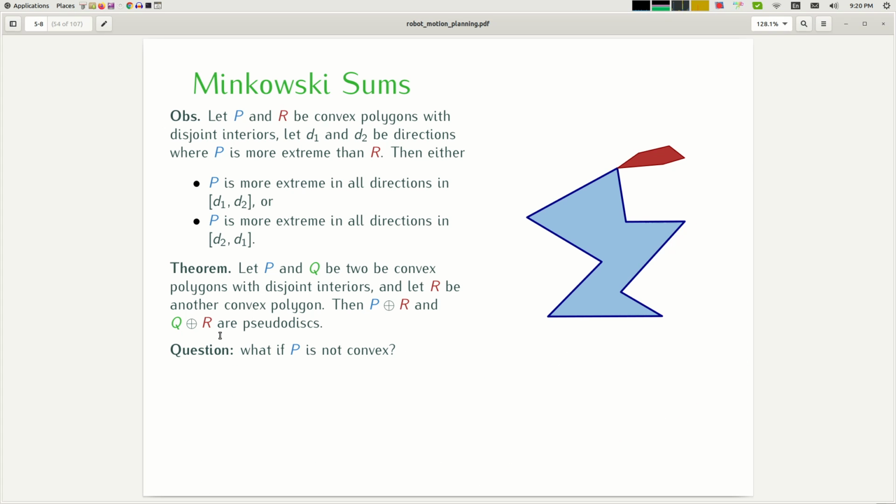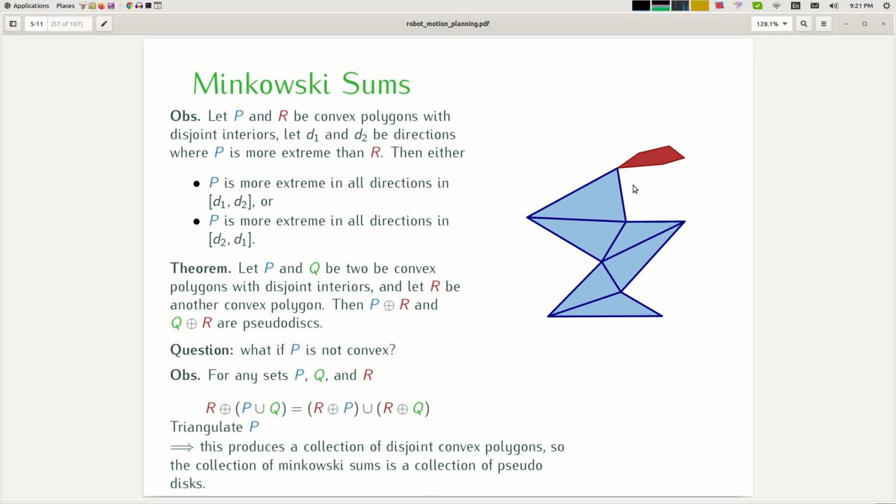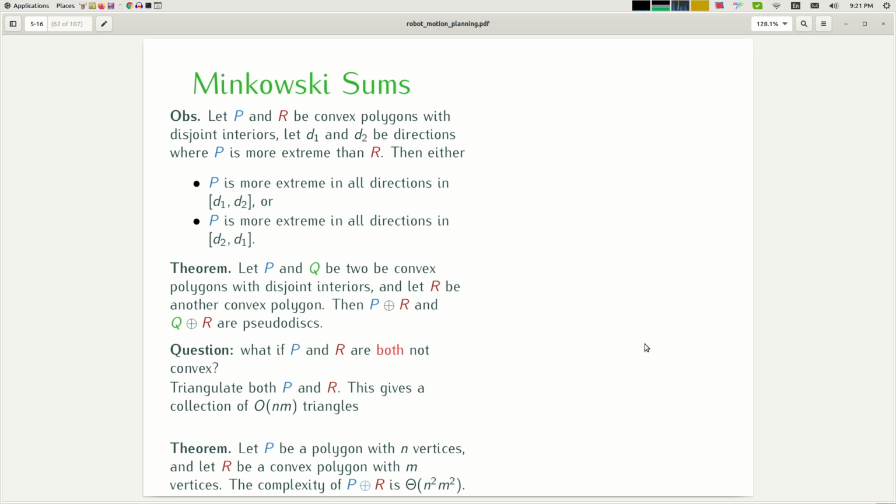Okay. And finally, we saw that if you have an obstacle that is not convex, you can decompose it into a bunch of triangles. And now each one of them is convex. So therefore you could form the Minkowski sum of each one of them with this robot, and then take the union of them. And since the union of a bunch of pseudodisks essentially has linear complexity, it follows that the Minkowski sum of the robot on each triangle has complexity m. You have n of them, so in total that would be n times m. Okay? And we saw that this is tight.